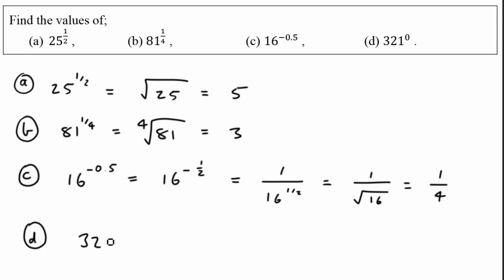And what is 321 to the 0? Nothing clever required here. Anything to the power of 0, except possibly 0 to the power of 0, is going to be 1.